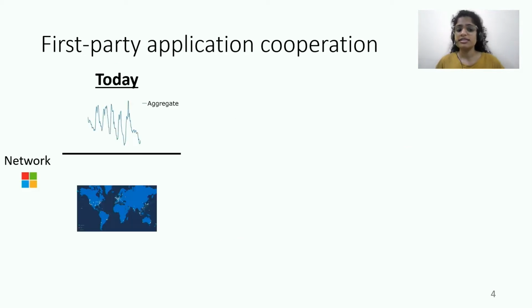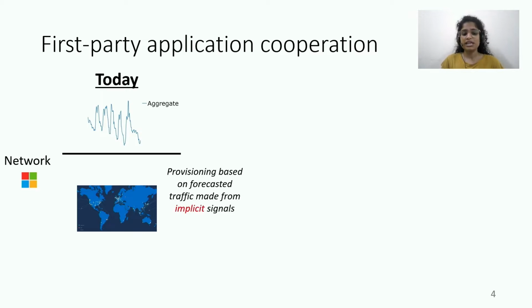For cloud providers, inter-data center traffic consists of traffic from both first-party and third-party applications. First-party applications are the applications which are owned and managed by the same cloud provider, whereas third-party applications are owned by a separate entity. In today's network provisioning pipeline, there is a firm separation between the application and the network. The network provider just observes the aggregate traffic pattern over time using network monitoring logs and makes forecasts using this implicit signal.